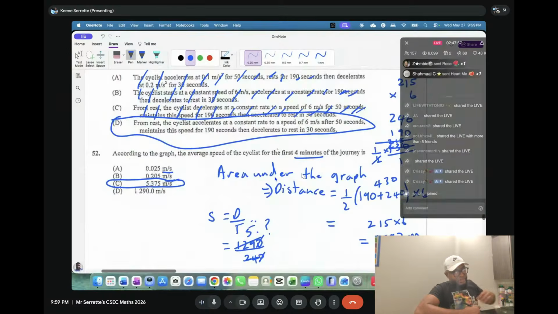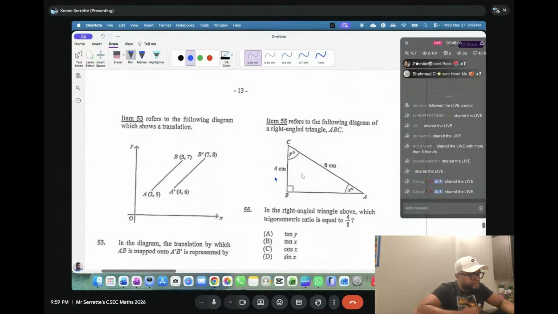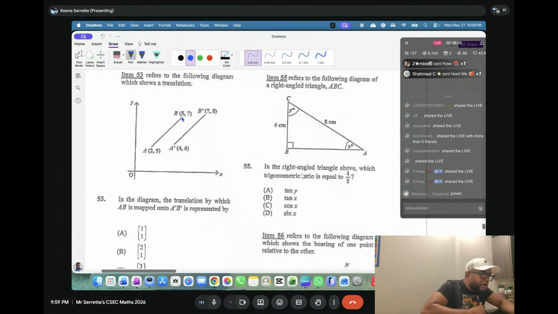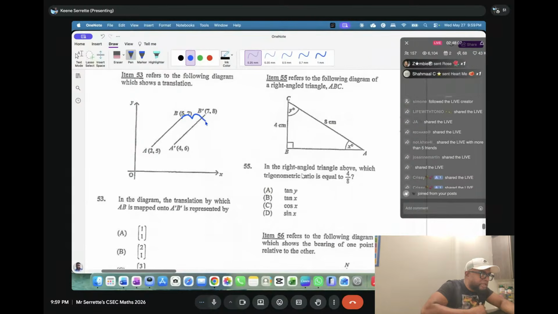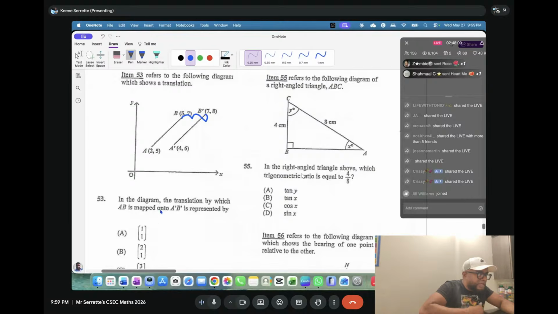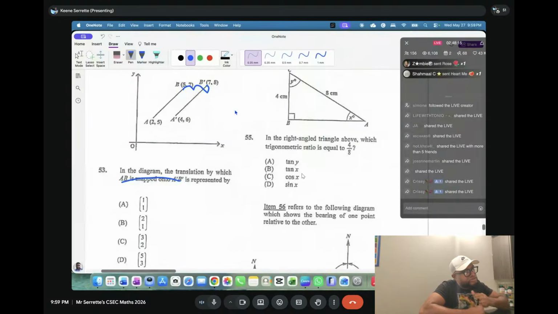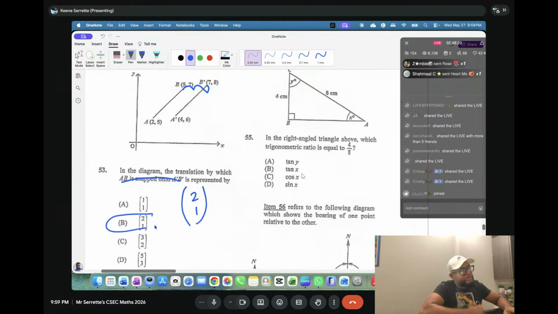What's going on here? You're going 1, 2, then 1. So the translation that maps A onto A prime, B prime: you're going 2 to the right and then 1 up. So it'd be 2 and 1. B.